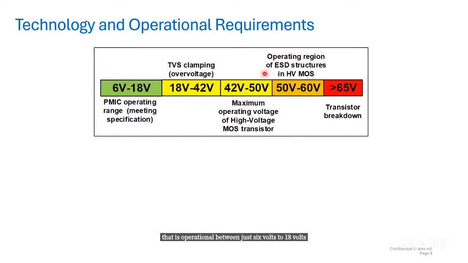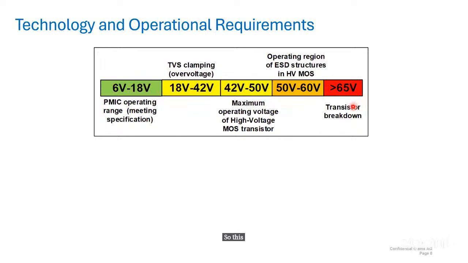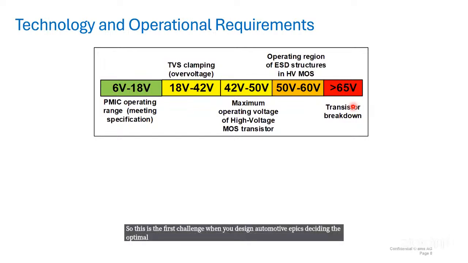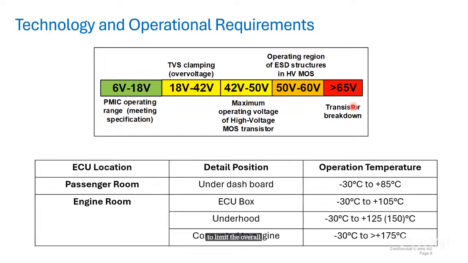You have to pick a 50 volt transistor simply because you have all of these things that you need to take care of. So this is the first challenge when you design automotive PMICs, deciding the optimal process technology to limit the overall design consideration.